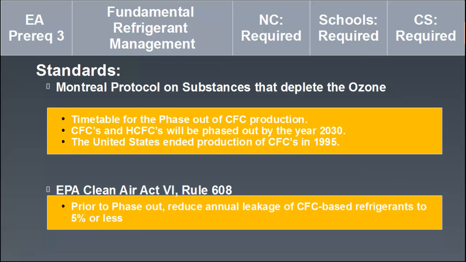Standards, which are important to know for the tests, are the Montreal Protocol on substances that deplete the ozone. So remember Montreal Protocol. The test is multiple choice, so it's important to remember keywords. It has a timetable for the phase out of CFC production, which has already gone into effect. And CFCs and HCFCs will both be phased out by the year 2030, which is important to note. And CFCs were already banned in the US in 1995.